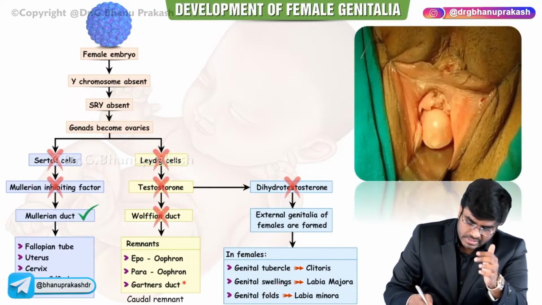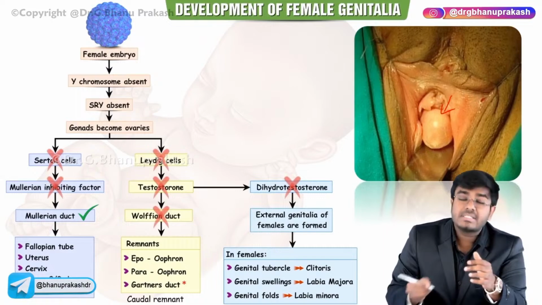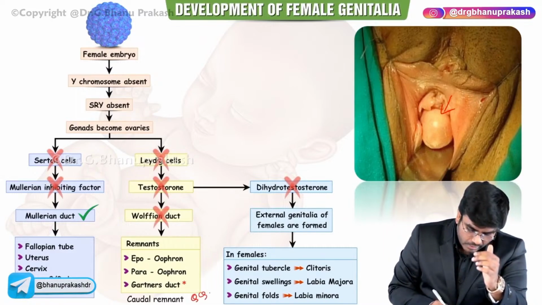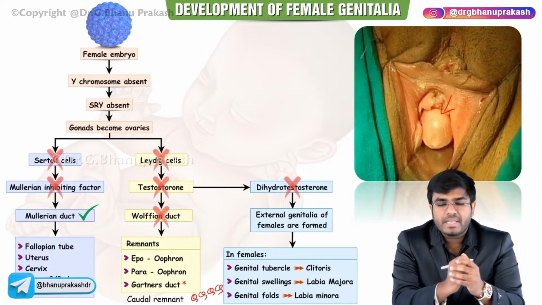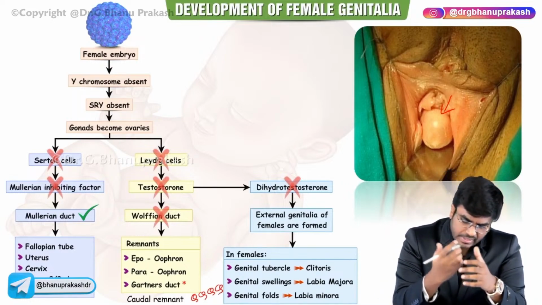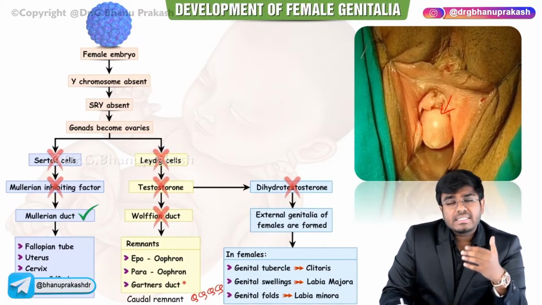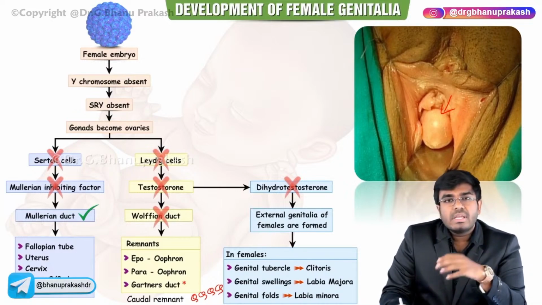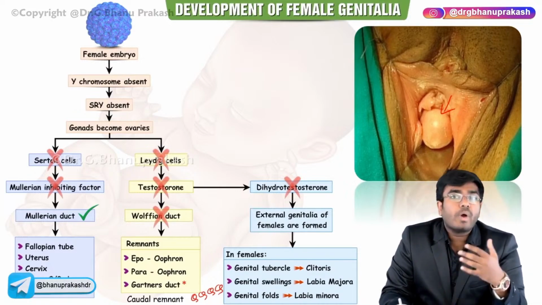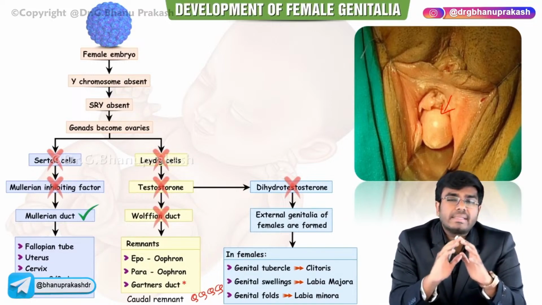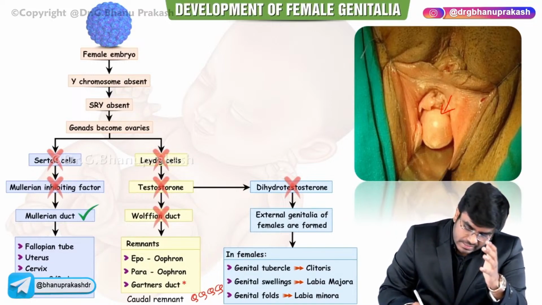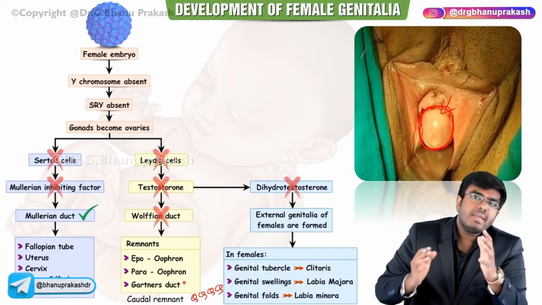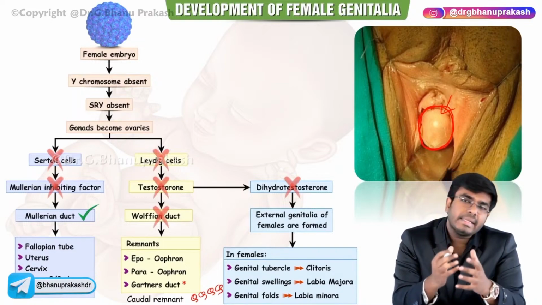Now please concentrate here. Whatever you are seeing in this image is the Gartner's duct cyst, and Gartner's duct is a caudal remnant of the Wolffian duct in a female. This Gartner's duct cyst should be differentially diagnosed with a condition known as a cystocele. Why? Because both look the same. Gartner's duct cyst presents in the anterior wall of the vagina, and in the same way, cystocele also presents in the anterior wall of the vagina.